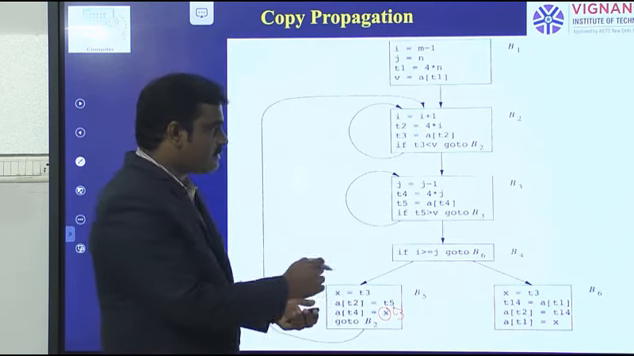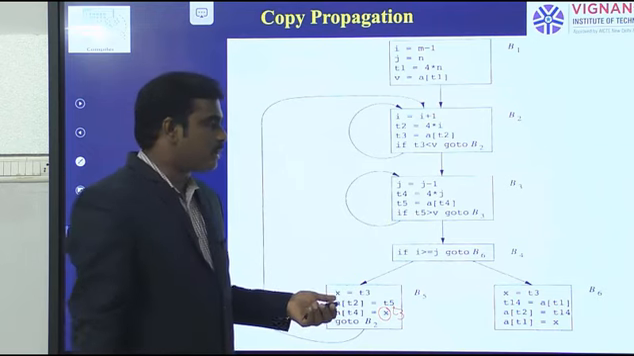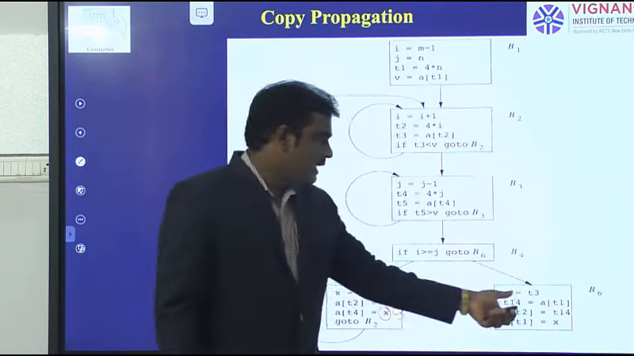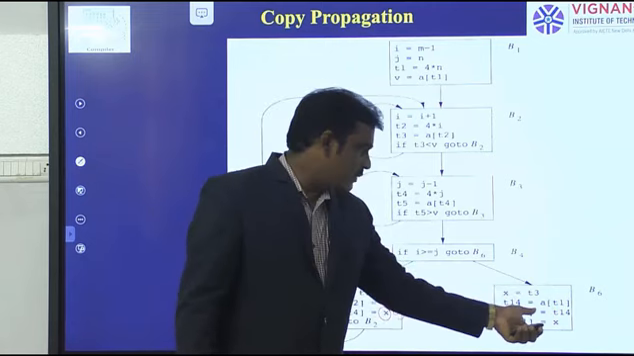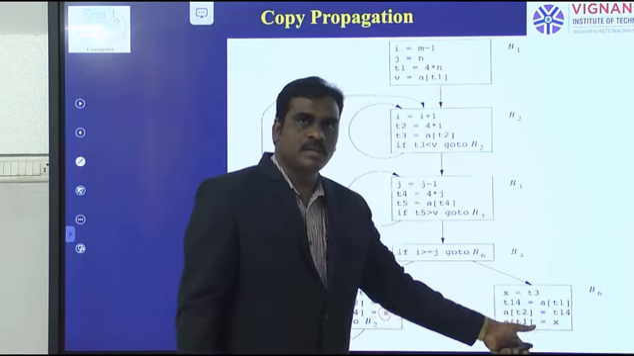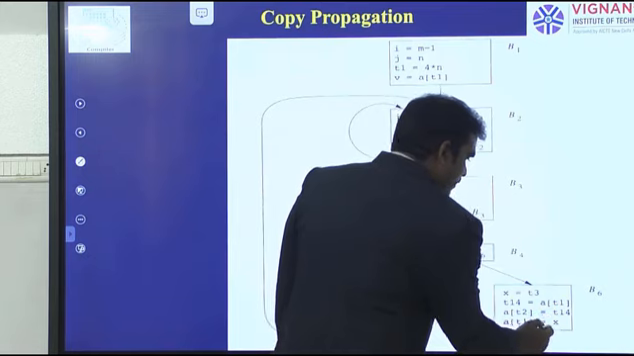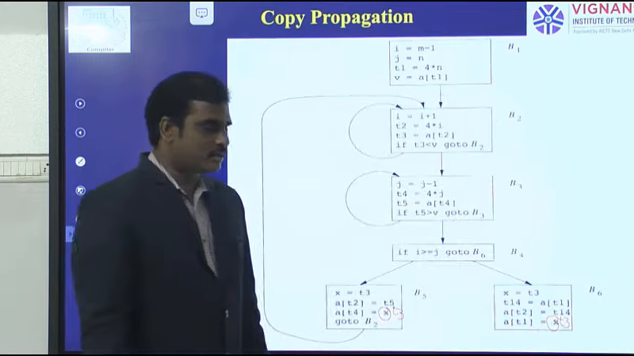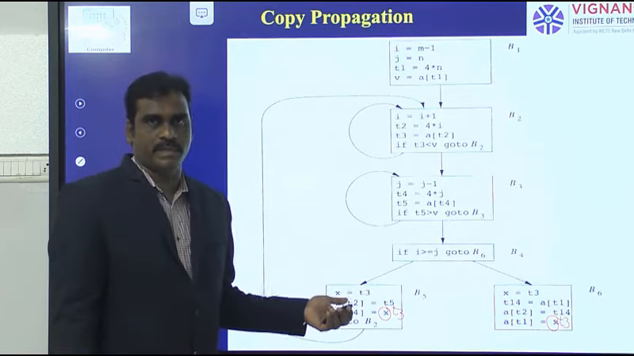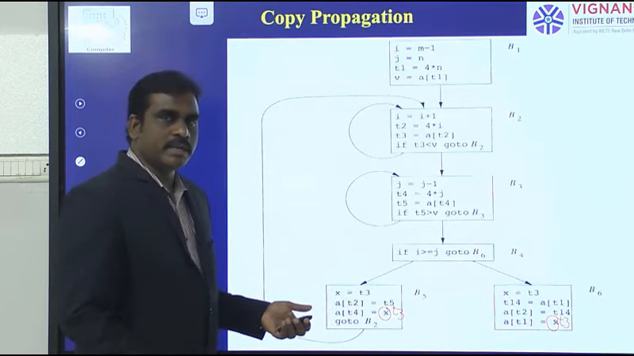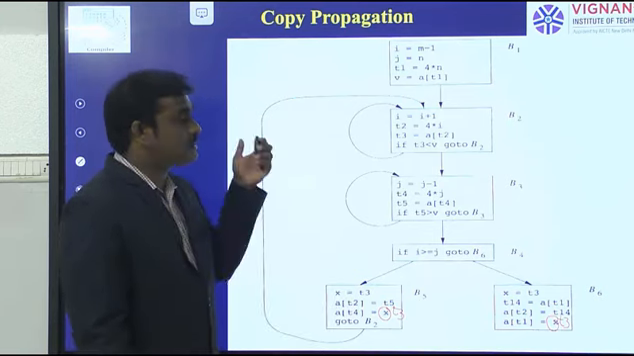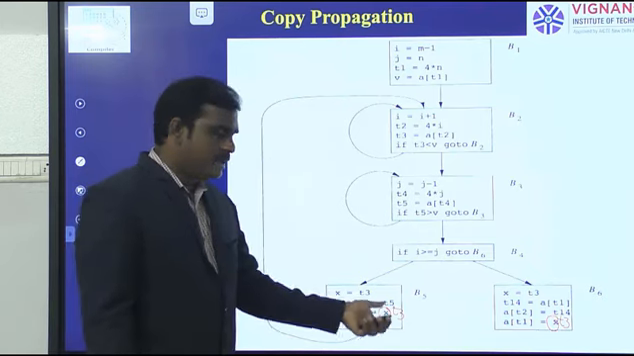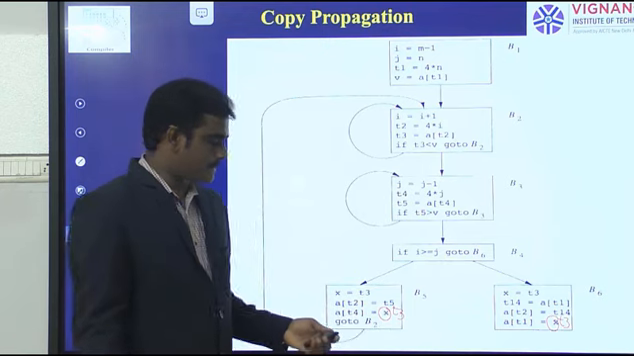In the same way you can apply it to block 6 also. See, T3 is assigned to X and again you can use X. Instead of that, you can write T3 directly. So this is about copy propagation. In the previous classes, we have already discussed copy propagation. The same concept is applied here.